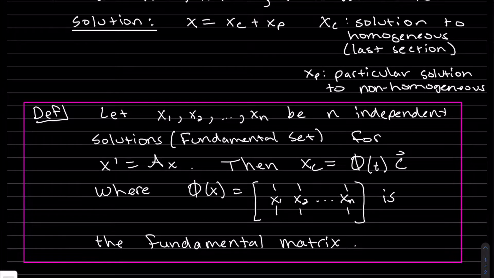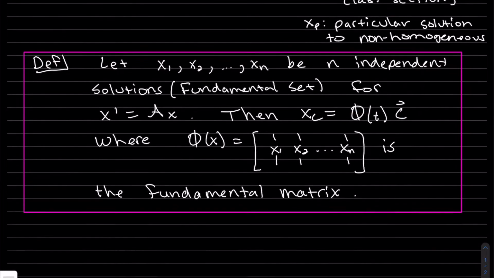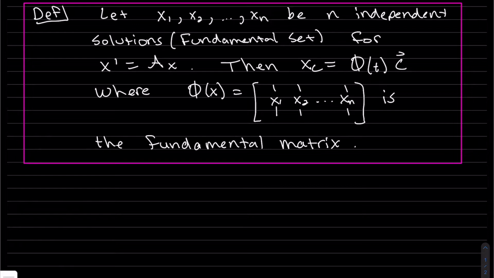Okay, so when we have the fundamental set, we make the matrix out of the fundamental set, and we call it phi of x, which is the fundamental matrix. The general solution for the homogeneous x_c is the fundamental matrix times C. And so here's what it looks like.